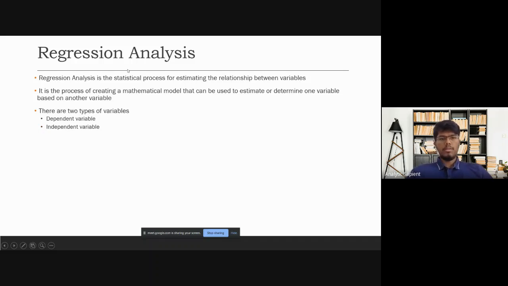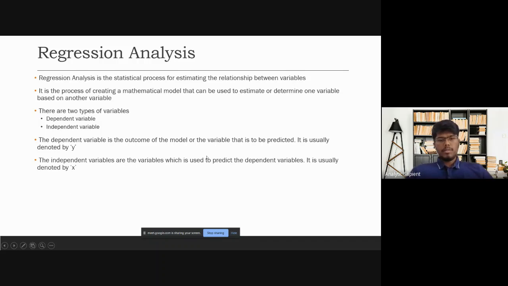In regression, it is important that there are two types of variables: the dependent variable and the independent variable. The dependent variable is the outcome, the one you're trying to predict or estimate based on other variables, and it is generally denoted by y. Independent variables are those used to predict the dependent variable, usually denoted x. If there are multiple independent variables, they are x1, x2, x3, etc. There can be many independent variables, but only one dependent variable.